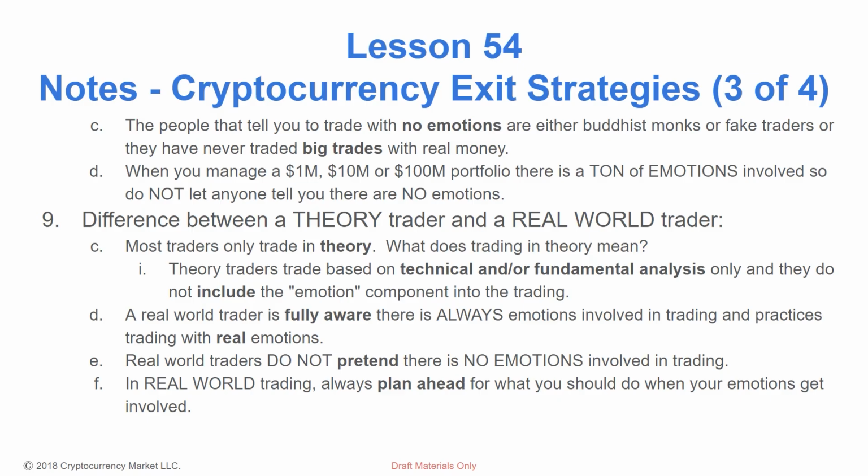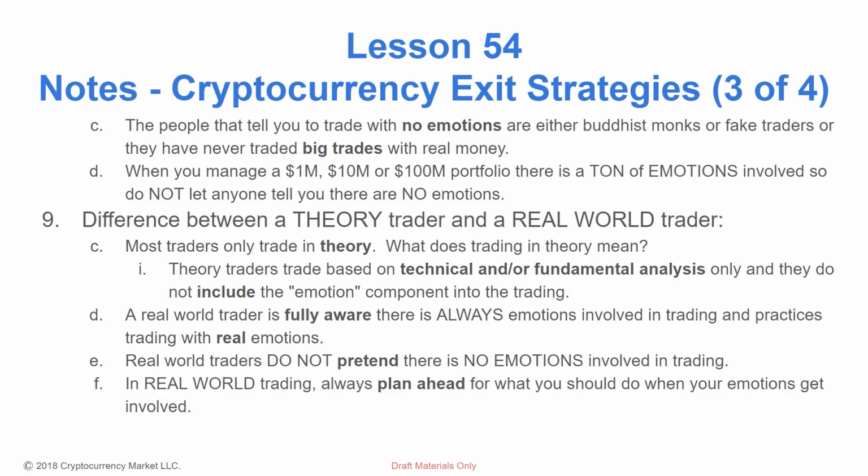In real world trading, always plan ahead for what you should do when your emotions get involved. So I know that if the market crashes 50% and I'm down several millions of dollars, that's going to hurt me emotionally. So what do I need to do now while the market's still up? Do I need to take out $500,000? Do I need to take out $1 million in profit, or do I need to take out $2 million in profit? What do I need to do now so that when my portfolio crashes and I'm down $1 million, $5 million, $10 million, I'm not emotionally hurt? So I need to do that before it happens, not while it's happening or after it happens.